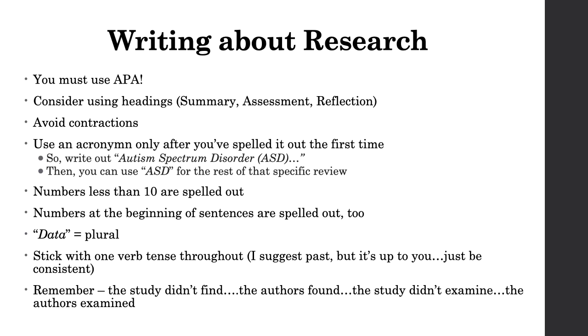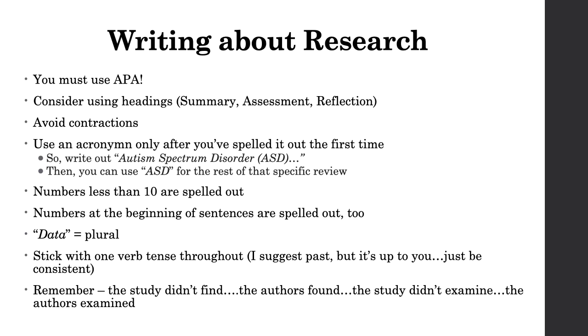You're going to use an acronym only after you've spelled out the words first. So for instance, if I wanted autism spectrum disorder, I would write autism spectrum disorder (ASD) the first time, and then every other time I could just write ASD. Numbers less than 10 are spelled out. Numbers at the beginning of sentences are spelled out too. So if I had a sentence that started with 1,427, I probably would reword my sentence so that I'm not having to spell that out in words. The word data is plural, so anytime you're using that in a sentence, be sure to use data are, for instance, instead of data is.